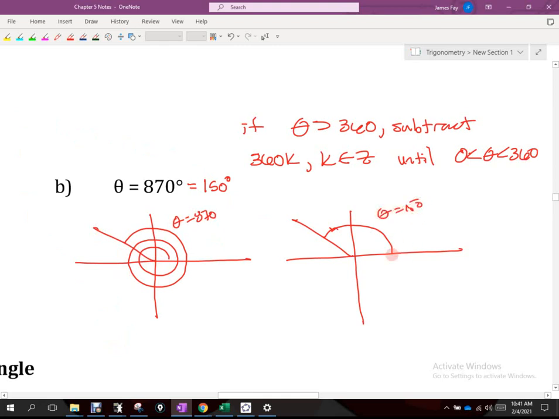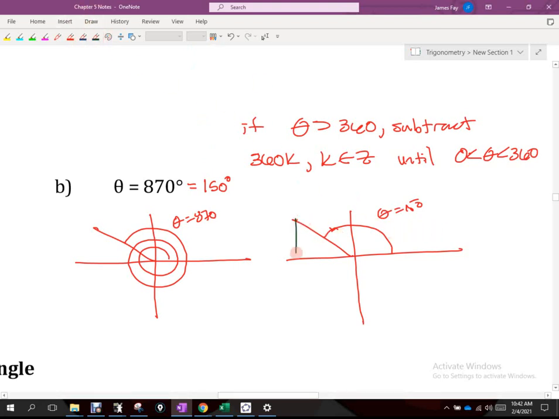I'm not saying that an 870 degree angle is the same as a 150 degree angle. If you stand up and I tell you do an 870, you're going to spin around 2 complete times and then another 150 degrees, right? If I tell person B do a 150, you're not going to spin around one complete rotation, right? So person 1 is going to be dizzier than person 2. They are different angles, but the knowledge that we know about 150 is going to tell me everything we need to know about 870, okay? Because they're coterminal.